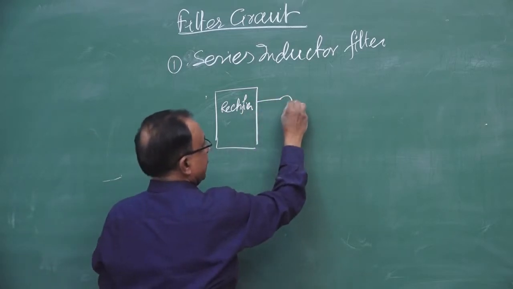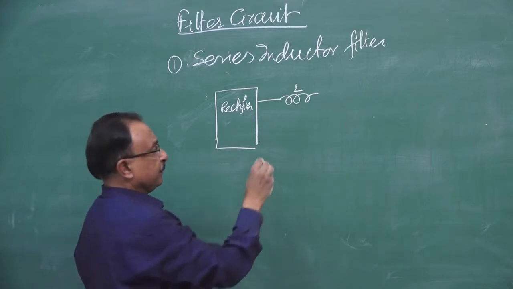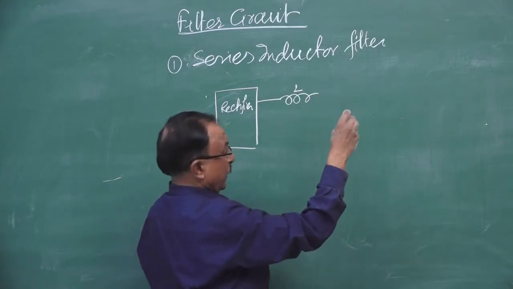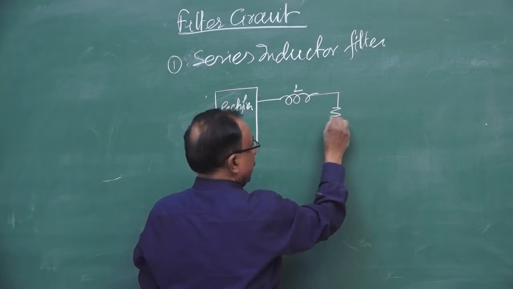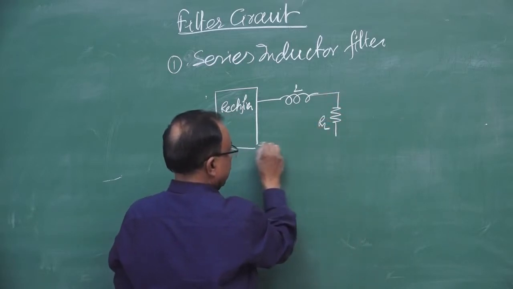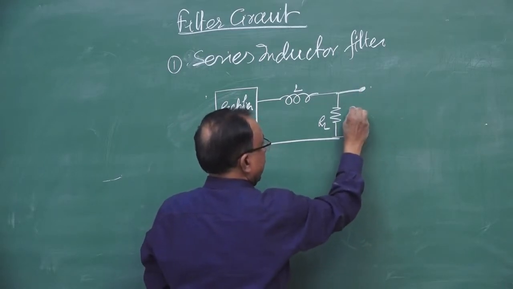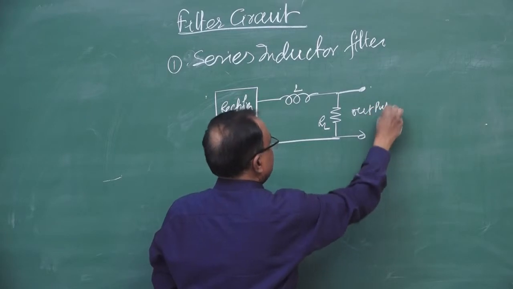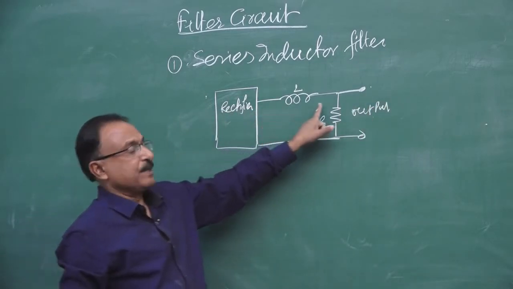To the rectifier circuit, we connect an inductor, a high value inductor. An inductor is a coil, an inductance coil, and then we connect the load resistance. So before the load resistance we connect the inductor, and here we get the output. This we call the series inductor filter circuit.